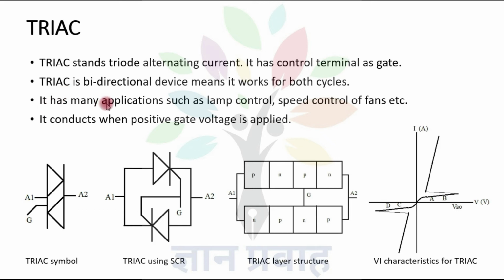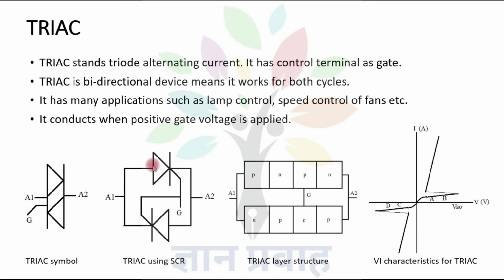It has many applications such as lamp control, speed control of fans, and it conducts when positive gate voltage is applied. The logical symbol for TRIAC is given here. This symbol is shown here. It is just the same as the DIAC, having one extra terminal, that is the gate terminal.